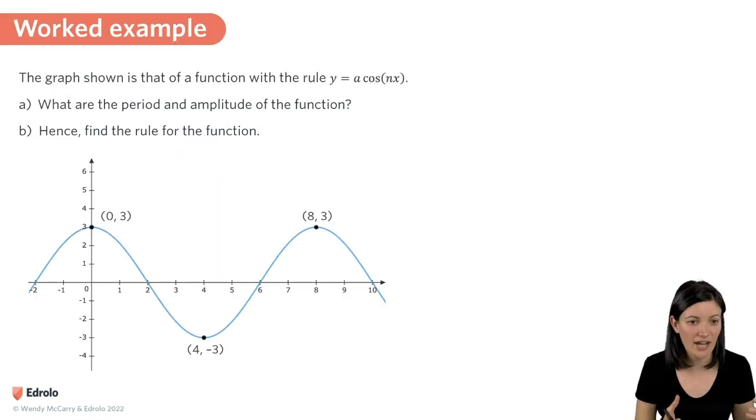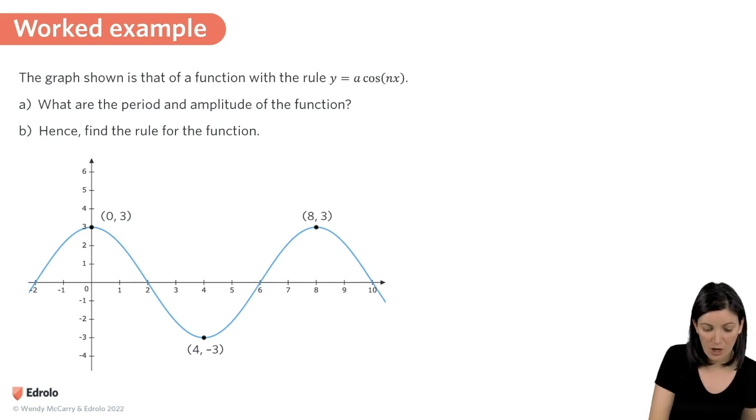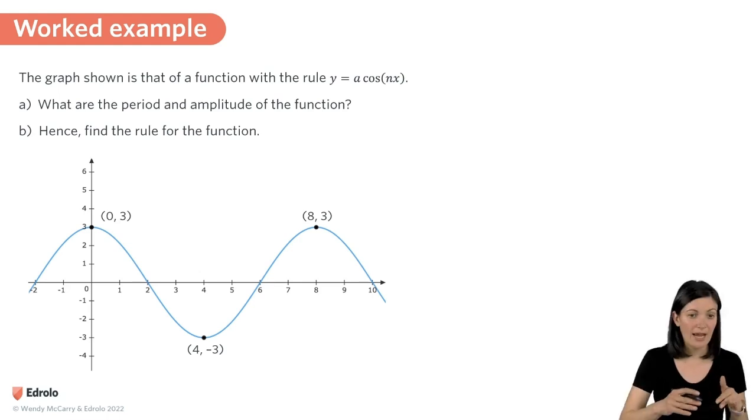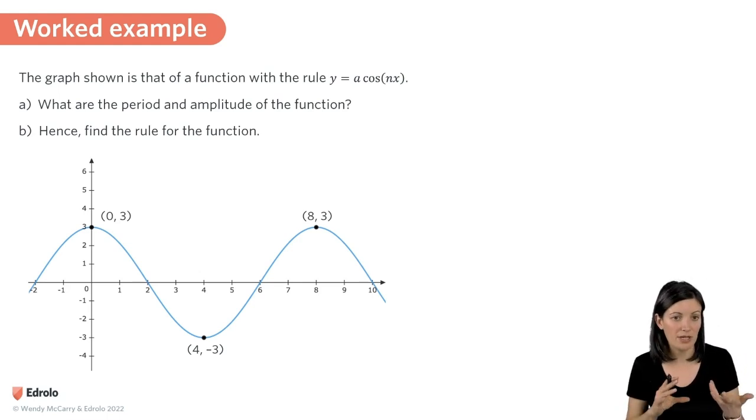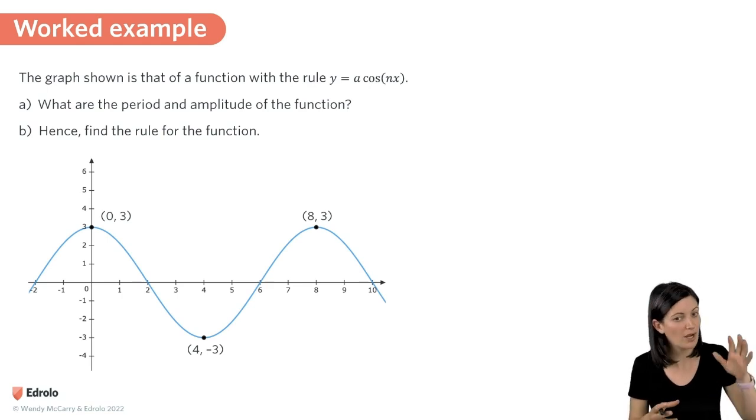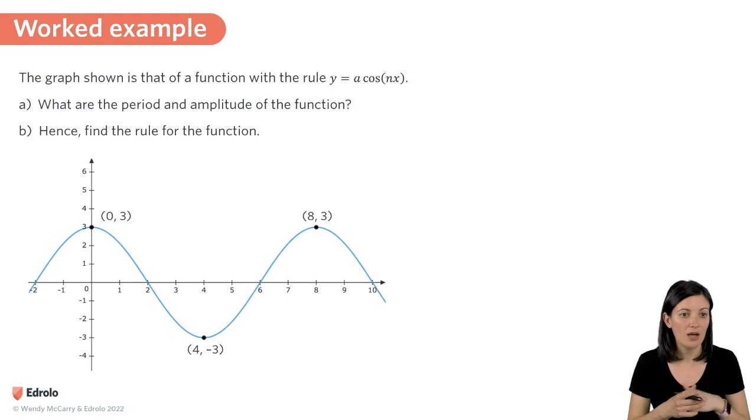Okay, so here we have a function, and we're told that it has the rule y equals a times the cos of nx. Now, any of these functions can actually be written in terms of sine or cosine. So you will be told in the question whether or not you're going to be working with sine or cosine. Part A says, what is the period and the amplitude of this function?